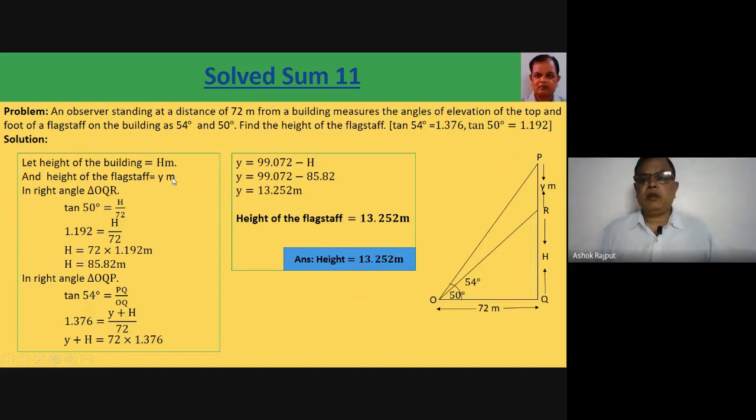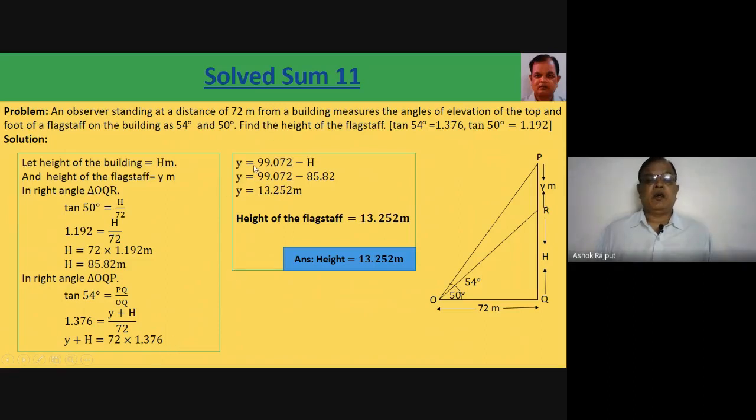Now solve sum 6. At a point 20 meters away from the foot of the tower, the angle of elevation of the top of the tower is 30 degrees. Find the height of the tower. It is also a relationship between perpendicular and base, so we will use the ratio tan in triangle ABC. Let the height of the tower BC equal h meters.